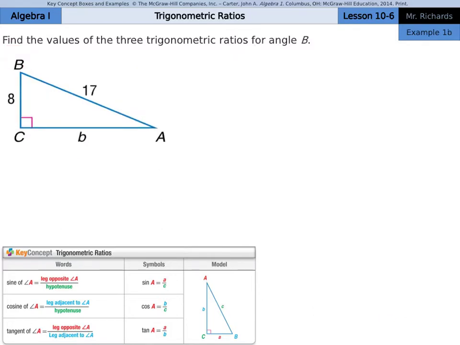And if we try to solve this one more time, we're again looking to find the values of the 3 trigonometric ratios for angle B. So first we're going to identify, here's angle B, and then the side opposite to that here is B. The other side is the adjacent side, and the one across from the right angle is the hypotenuse.